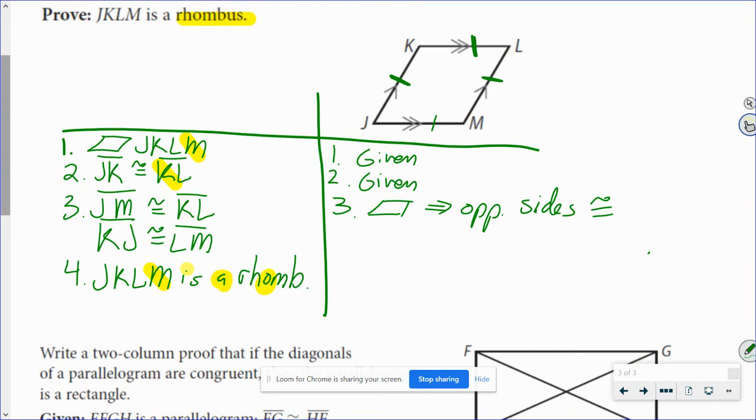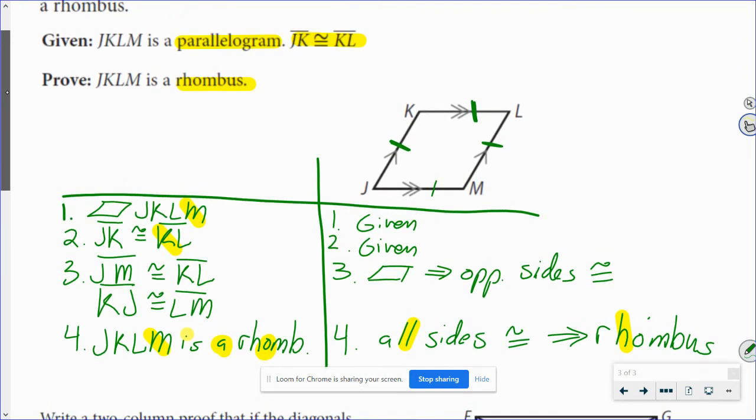And this highlighter has a mind of its own. Why? Because you could write definition of a rhombus, but what's more specific is that all sides are congruent. Therefore, rhombus, right? That's the main reason. And that's why that way always works. You just need a parallelogram with one pair of consecutive sides congruent. That's why it works, because opposite sides are congruent within a parallelogram.